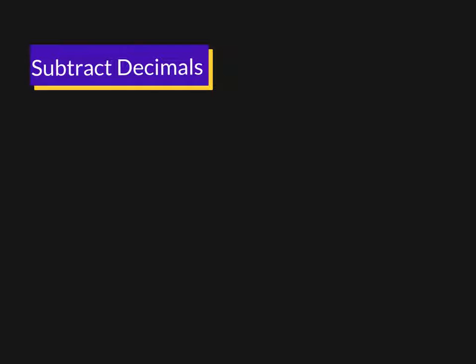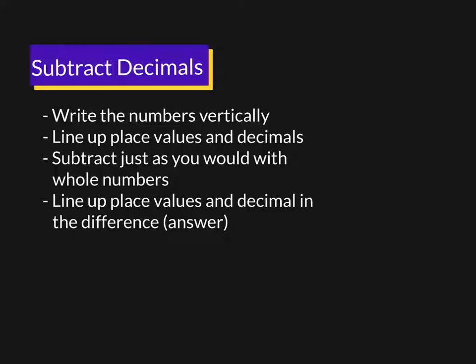If you can subtract whole numbers, then you can subtract decimals. It's exactly the same, you just have to make sure that everything's lined up so the decimal ends up in the right place. Here's the process. Write the numbers vertically. Line up the place values and the decimals in the numbers. And then subtract just as you would with whole numbers. And finally, make sure that the place values and the decimal in the difference or answer is lined up with the numbers above.